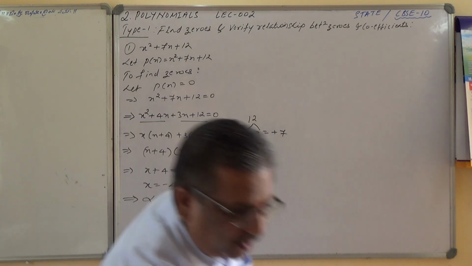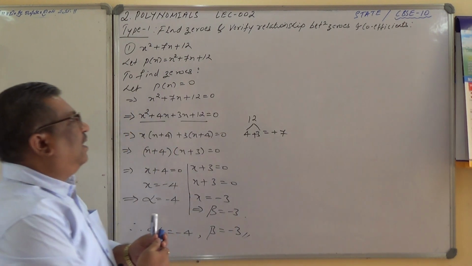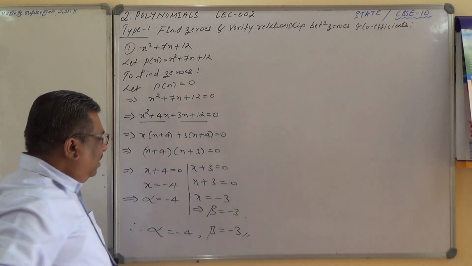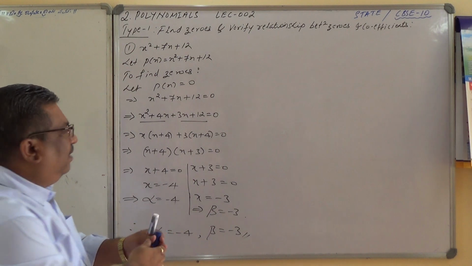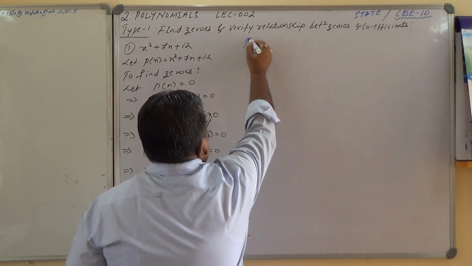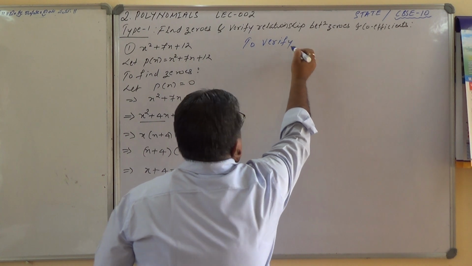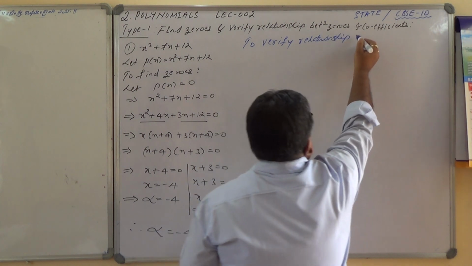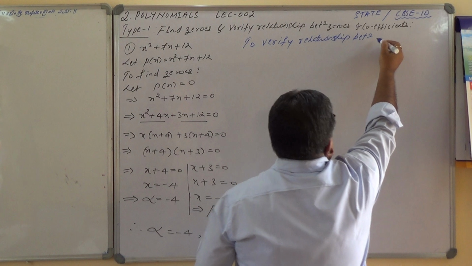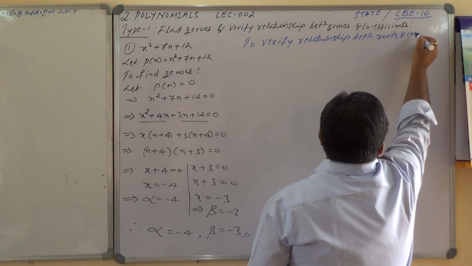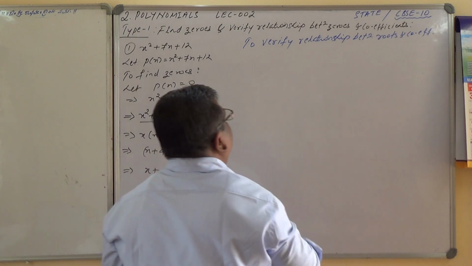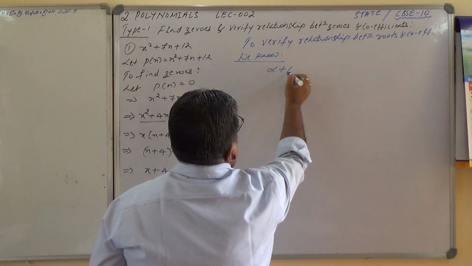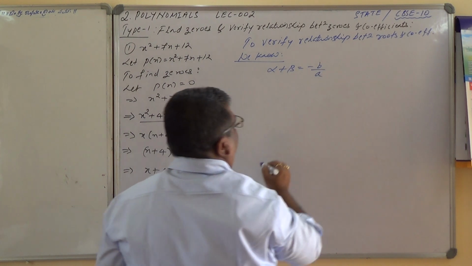How to verify the relationship between these zeros and coefficients? Next. So we have found out the roots here, alpha and beta. Next is to verify the relationship between roots and coefficients. We know the sum of zeros, alpha plus beta, equals minus b by a.